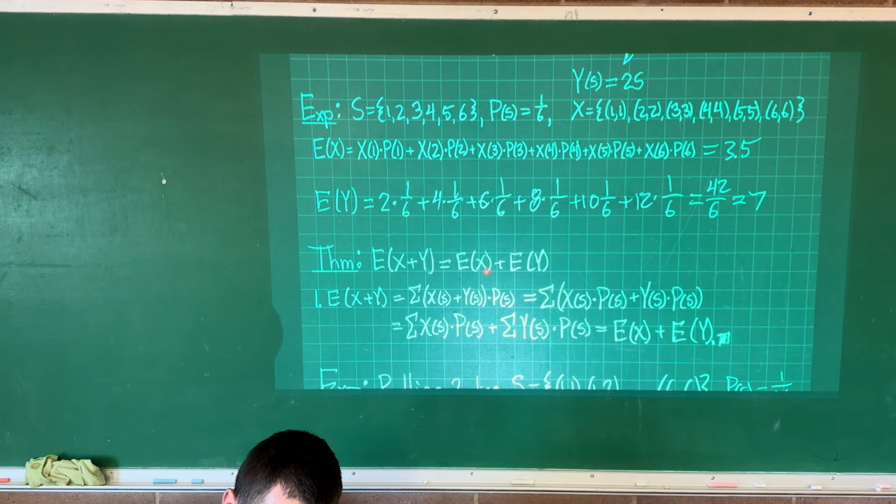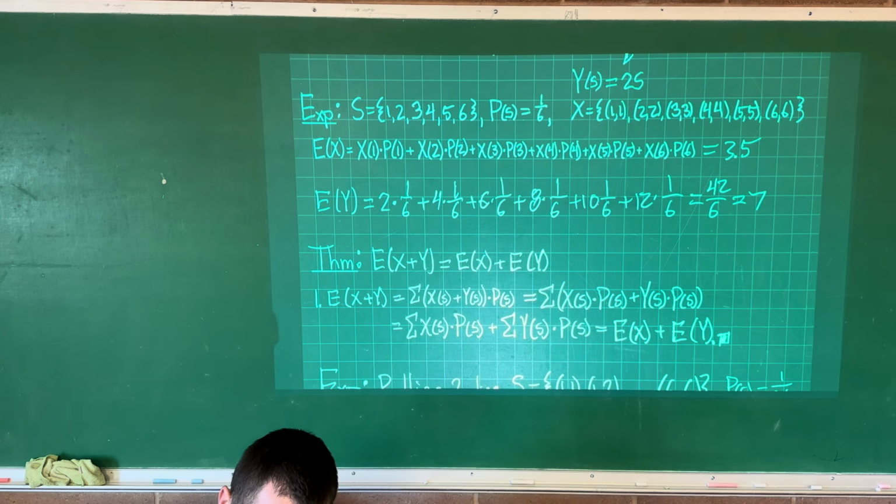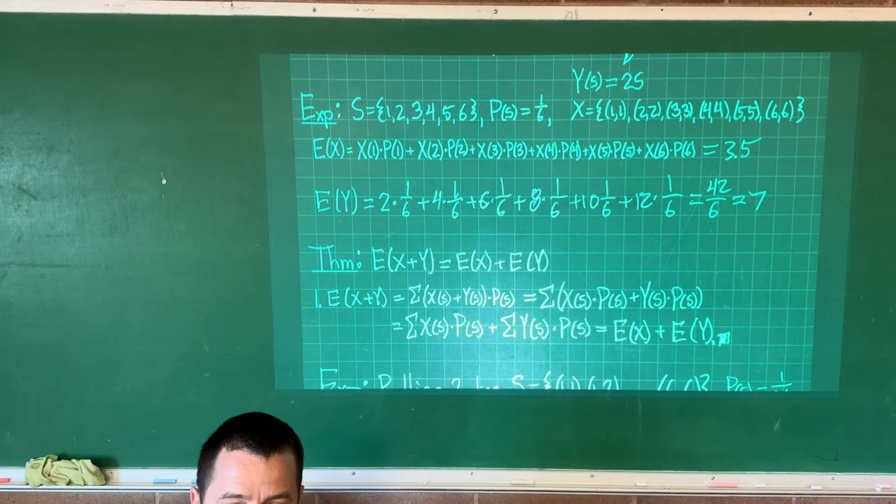Now I'm just going to distribute p of s to both the x and the y, multiplying it in. That's going to be x of s times p of s plus y of s times p of s. Now I'm going to use associativity and commutativity to sum all the x of s, p of s terms first, and then sum up all the y of s times p of s terms, just splitting it into two sums. This is exactly the definition of the expected value of x, and this is exactly the definition of the expected value of y.